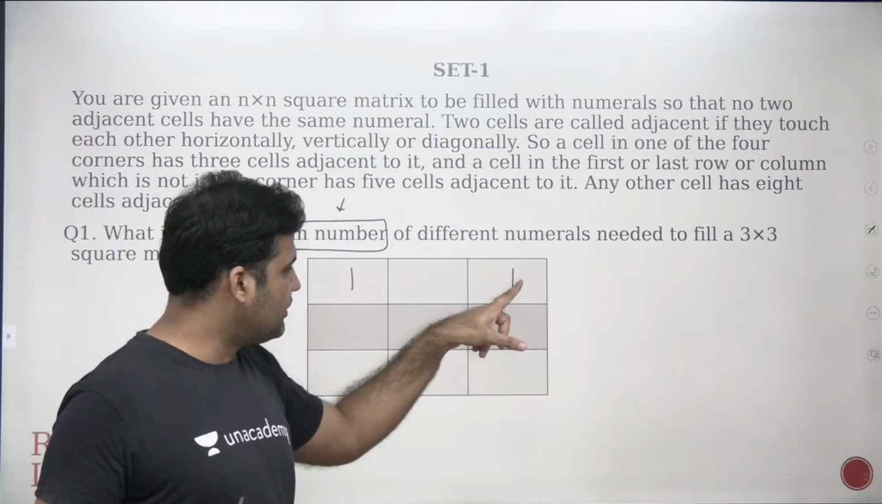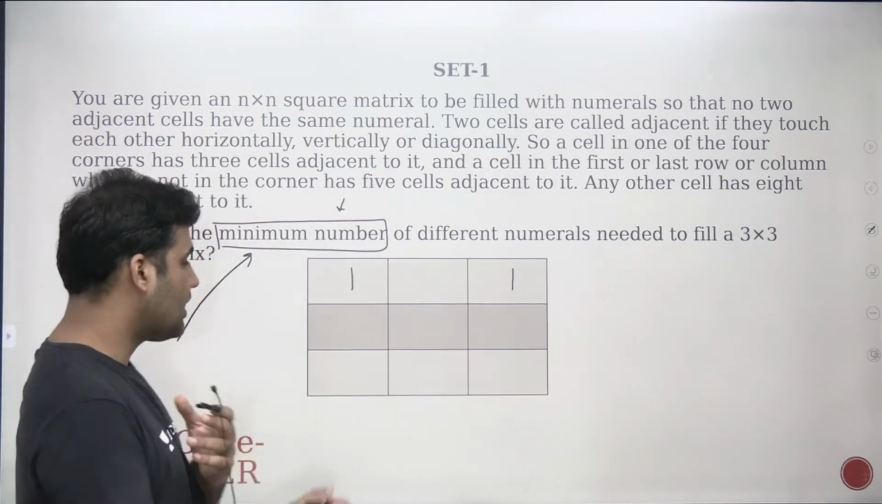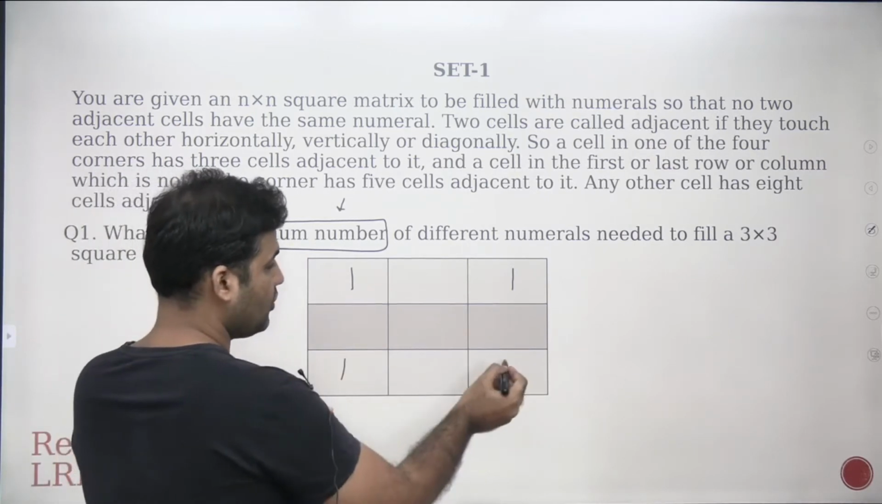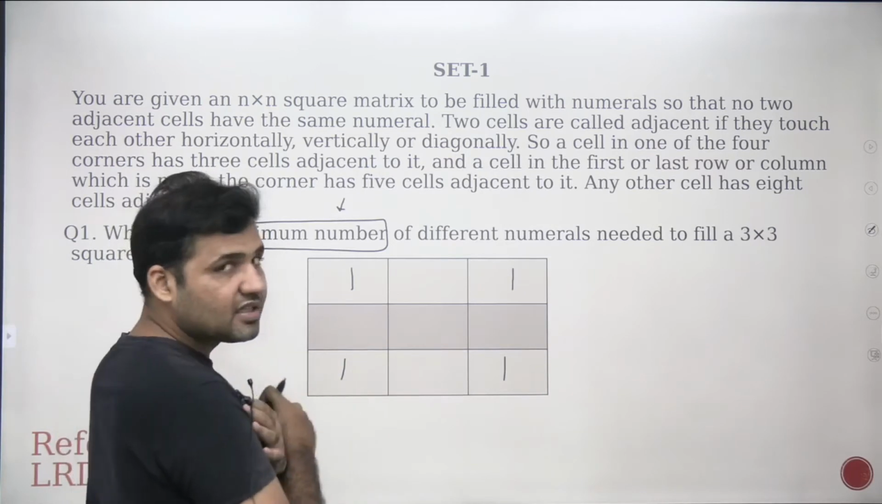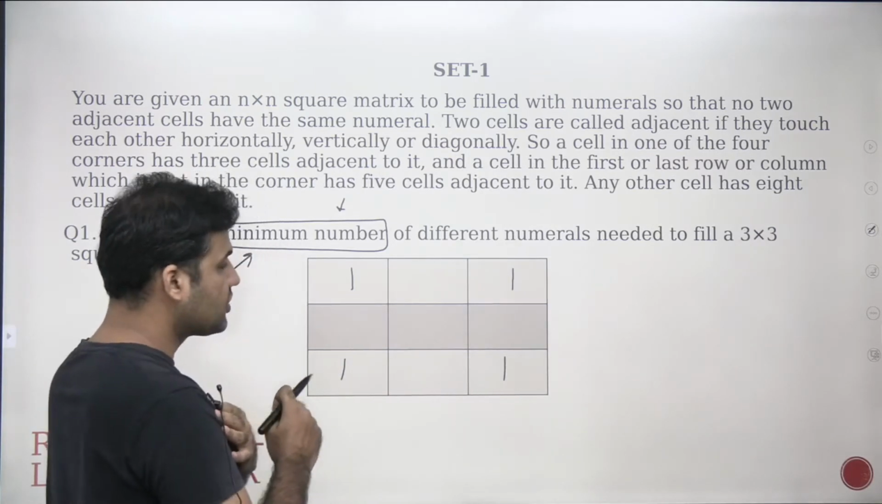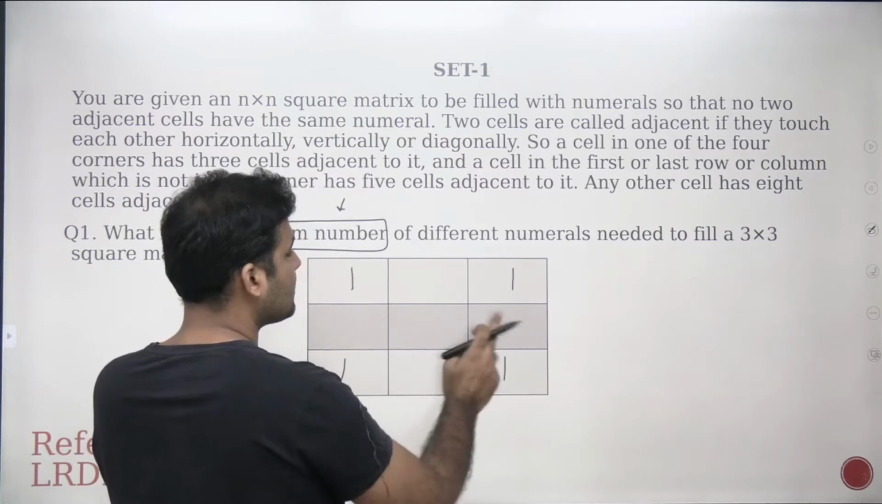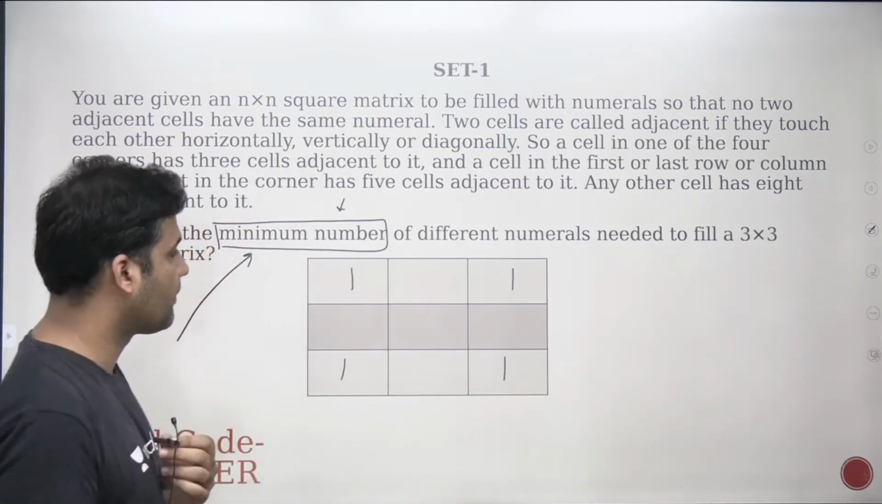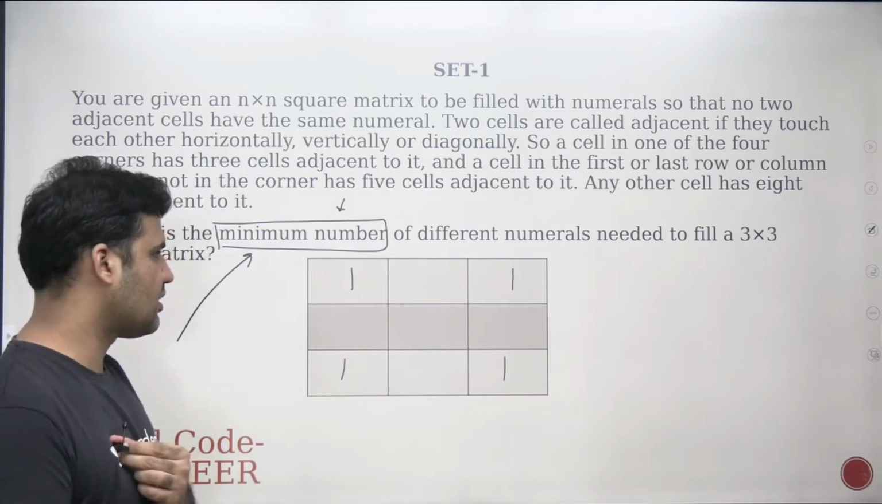Also, now if 1 is used here, I cannot use 1 at these 3 adjacent cells. But can I use 1 here? Yes, I can use 1 here. Can I use 1 here? Yes, I can use 1 here. But these 3 adjacent cells cannot be used with the same number 1. Once you use 1, these 3 adjacent cells cannot be used with 1. Now, can I use 1 at any other place? No, we cannot use 1 at any other place.